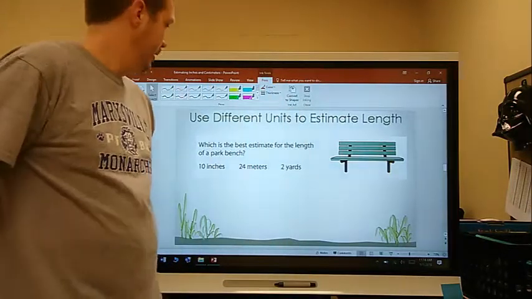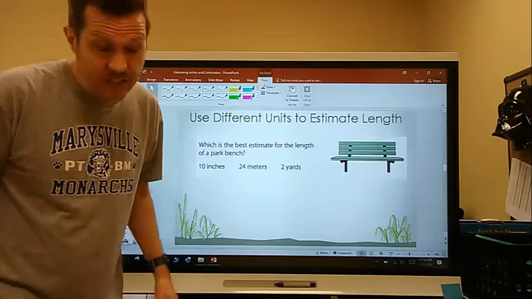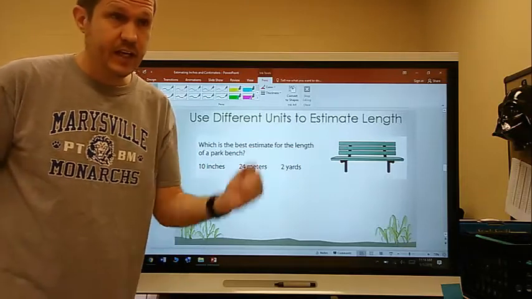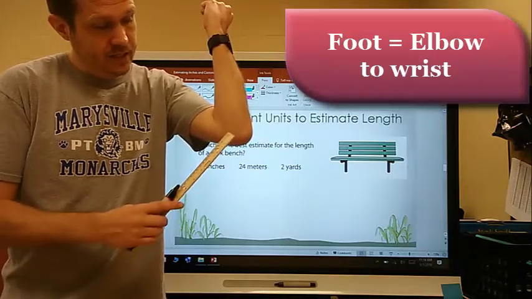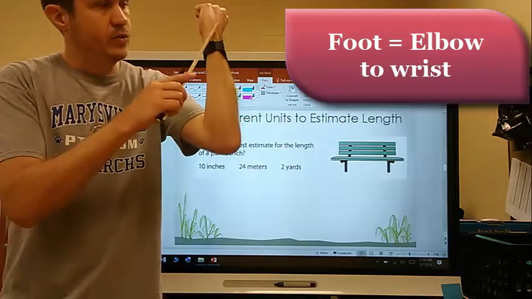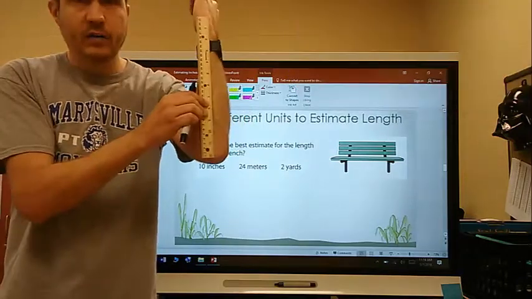We know that 10 inches is really close to 12 inches. And I know that 12 inches is about the same distance from my elbow to my wrist. So that's about 12 inches.